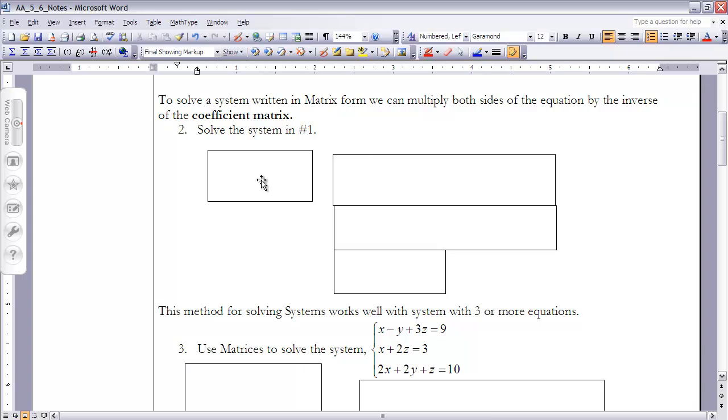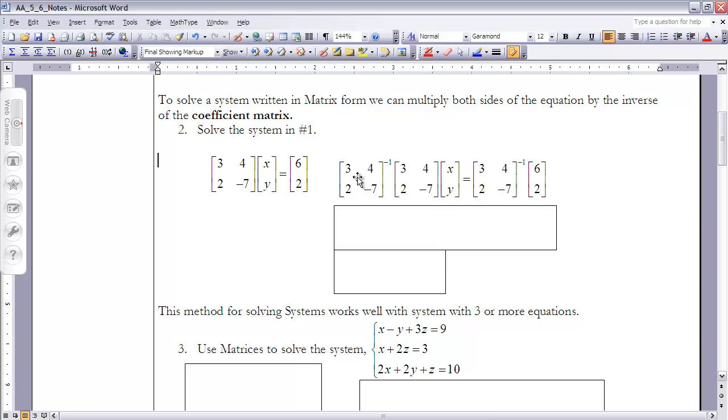So when I'm doing that problem, I'm going to start by writing the system in matrix form. And then the next thing I'm going to do is multiply the left and right hand side by its inverse. Now remember, multiplication of matrices is not commutative, so we have to do it in the same order.